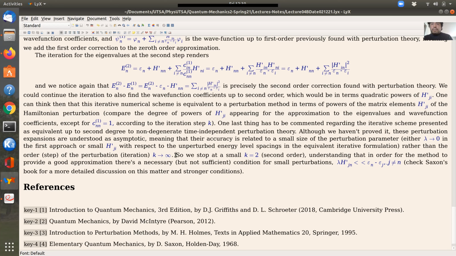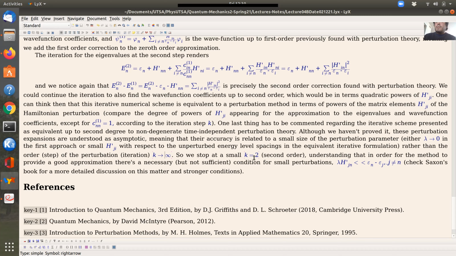So it's more crucial to have a small perturbation, meaning either lambda going to 0 or lambda small enough, or the matrix coefficient small enough, rather than making the order of the iteration or the order of perturbation theory going to infinity. So that's why we are allowed to basically stop at a small order, like k equal to 2, which is second order for the energies.